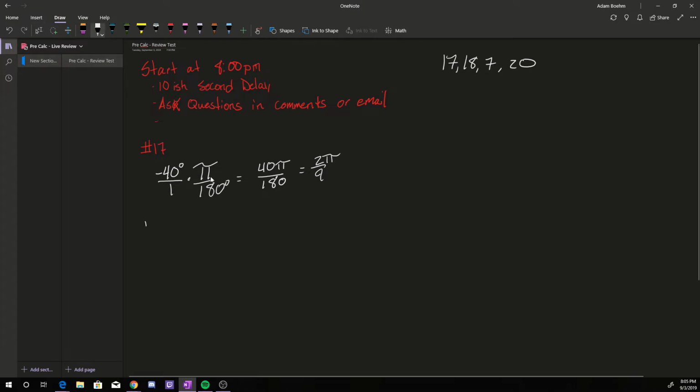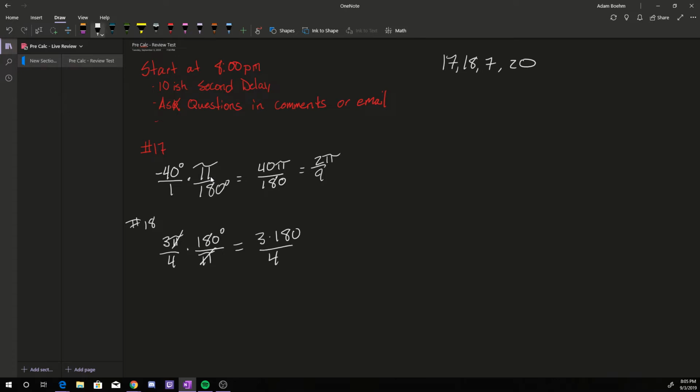Number 18 is the same thing, except instead of multiplying by pi over 180, you're multiplying by 180 over pi. So you have 3 pi over 4, and you multiply that by 180 over pi. This is just like stoichiometry. You're just using a conversion factor. If you do that, the pi's cancel. So you have 3 times 180 over 4, which is 135.